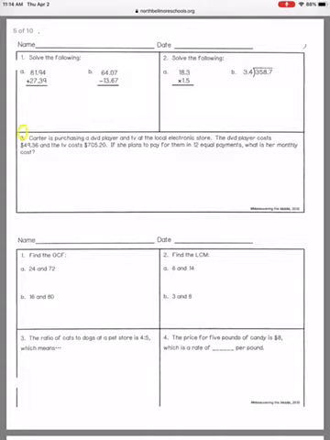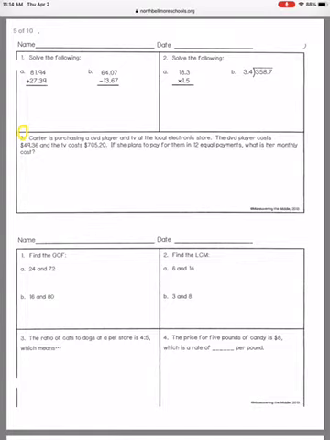Number 3. Carter is purchasing a DVD player and TV at the local electronics store. The DVD player costs $49.36 and the TV costs $705.20. If she plans to pay for them in 12 equal payments, what is her monthly cost?